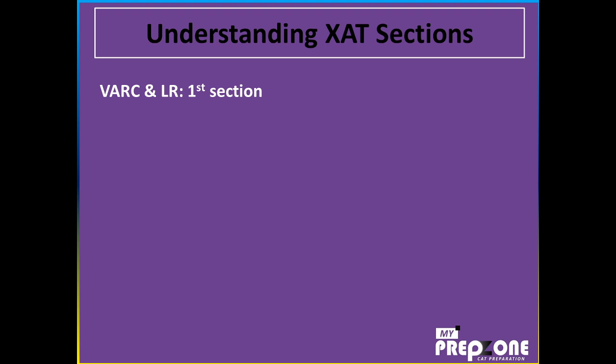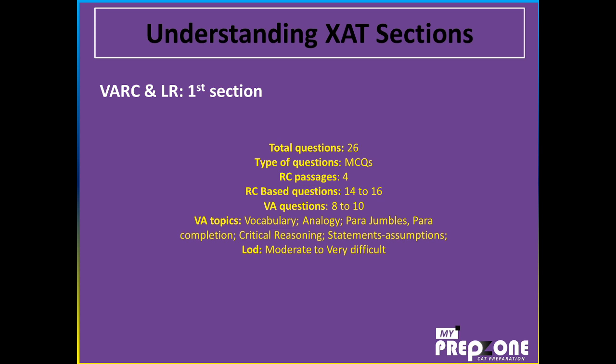Let us talk about all of these sections. VARC and LR, which is the first section, we have already discussed number of questions. Normally, they go for 4 RC passages here and somewhere around 14 to 16 RC based questions, which is significant number, which means, a little more than half of your entire VA section constitutes reading comprehension. Then there are around 8 to 10 VA questions, and the VA topics are exactly the same: the critical reasoning, para jumbles, para completion, vocabulary, etc. The level of difficulty is moderate to very difficult.